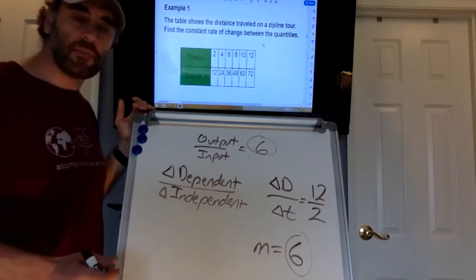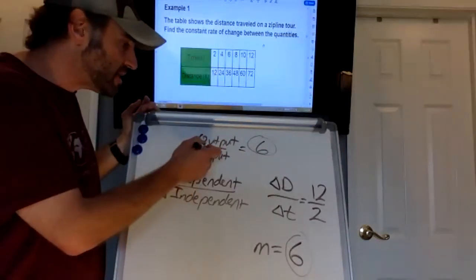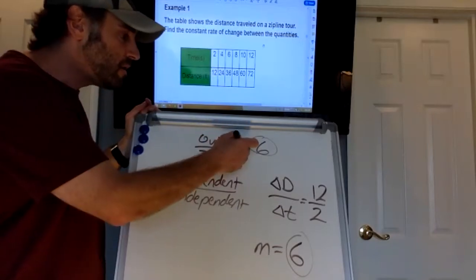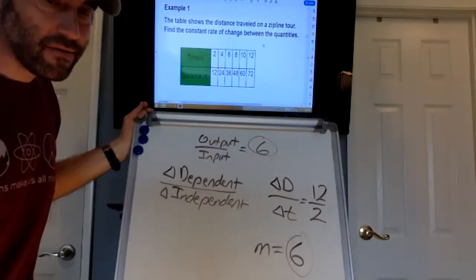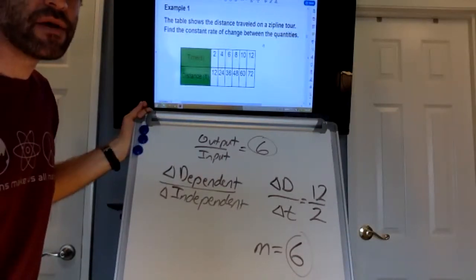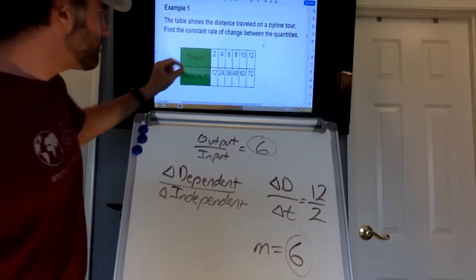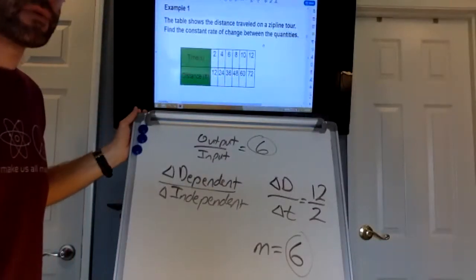Why is it proportional? Because each of these ratios of output to input are equal. What's the definition of proportion? Two ratios that are equal. So if all of these ratios are equal, that's the definition of proportionality.